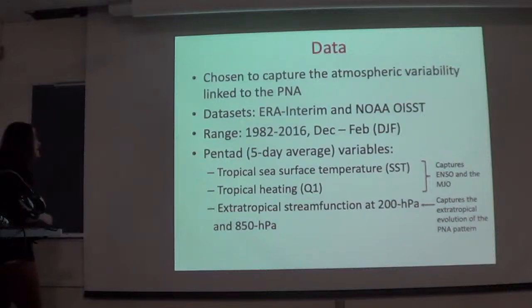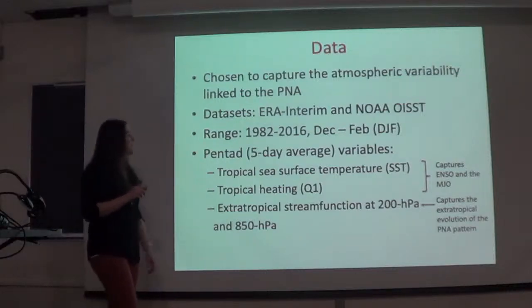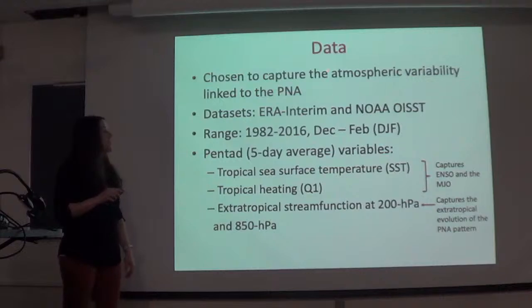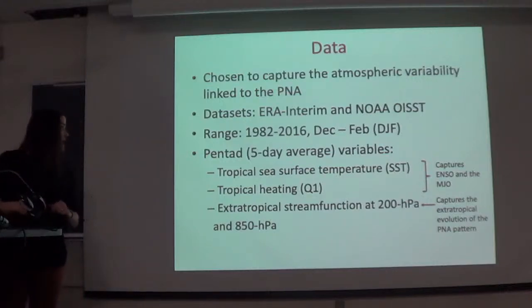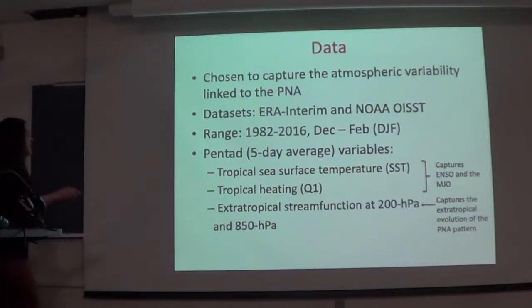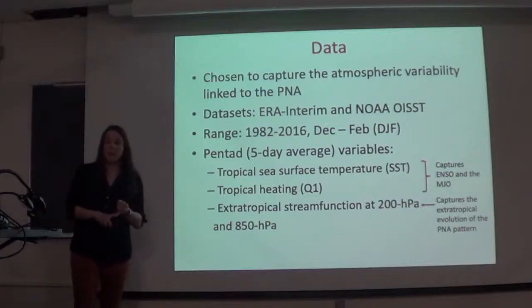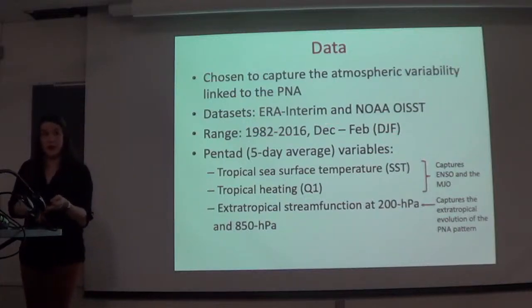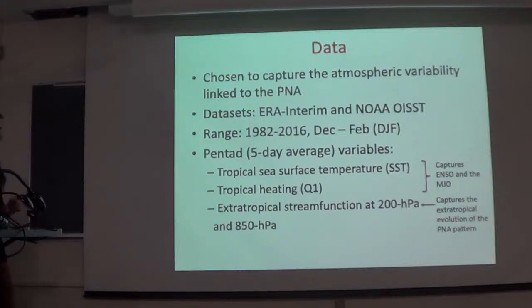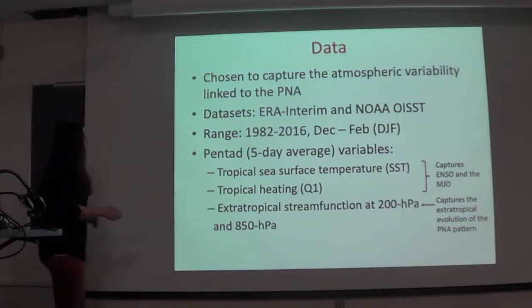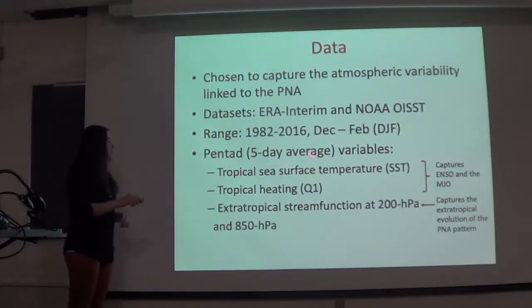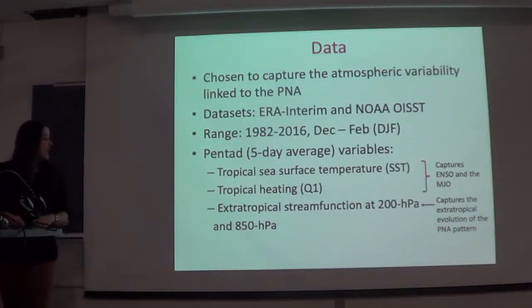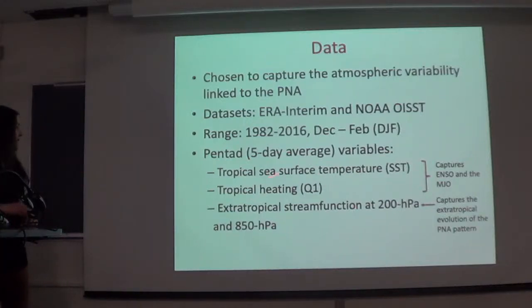To do this, we have to specifically include data that will capture all of these phenomena. So we focus on DJF. DJF is when the PNA pattern, ENSO, and the MJO are the most prominent. All of our data is 5-day average to reduce some of the noise. And these are the data sets that we look at.